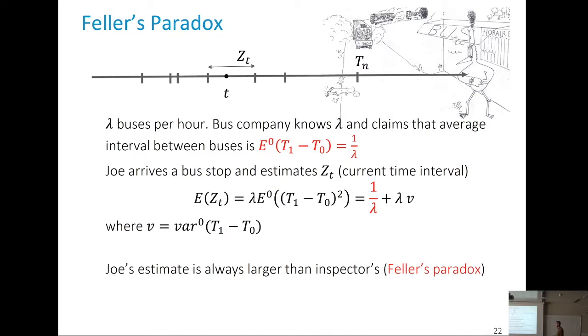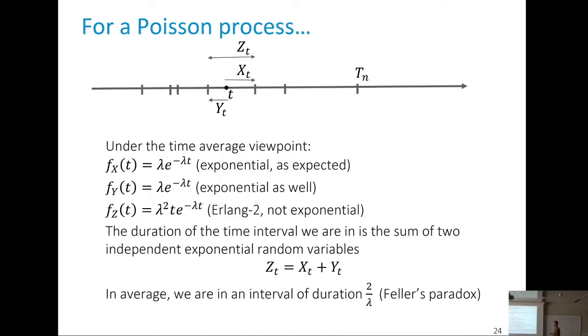For a Poisson process, the distribution of the time until the next point arrives, xt, is exponential, right? I write it as expected. Why is it expected? For a Poisson process, what is exponential is the duration between two events. It's the distribution of the time between two events. But why is it also the distribution of the time until the next event?